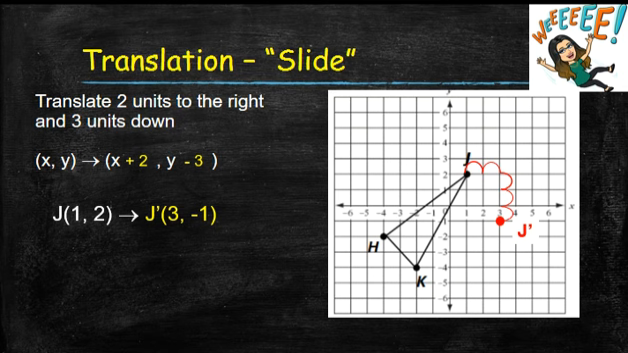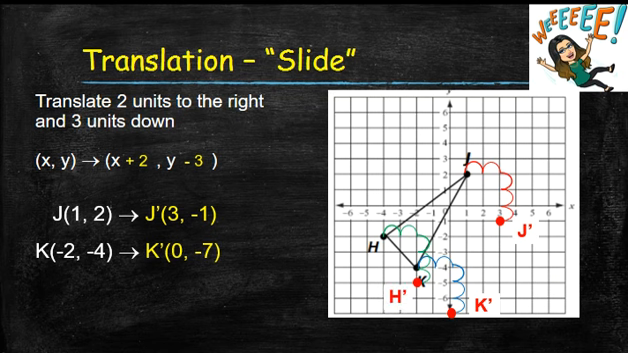Let's repeat the same process for our next point. We're going to start with point K, and we're going to go right 2 and down 3. Our new point K prime is at 0, -7. Repeat again for H, right 2, down 3. Our new point H prime is at -2, -5. And you notice with each of these, our rule, x plus 2, y minus 3, works for all 3 points. When we draw out our new triangle, you can see this triangle just slid across the graph. That's our translation.